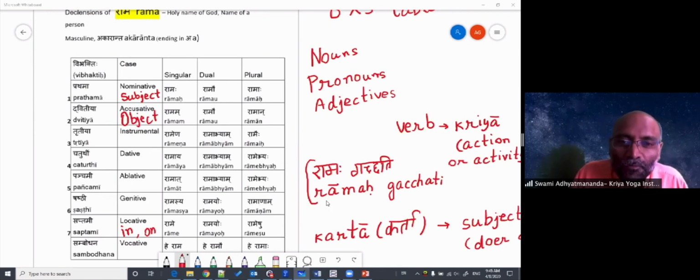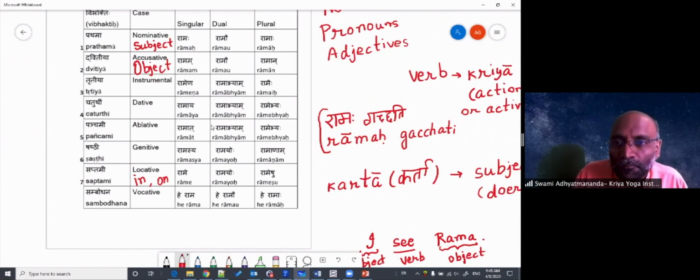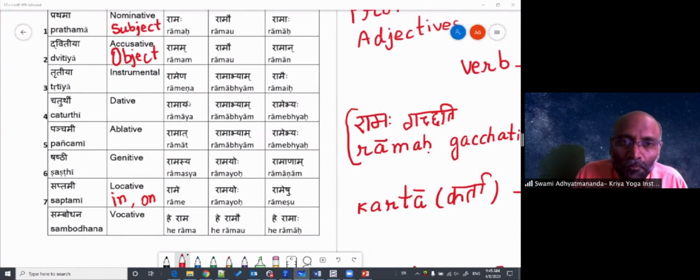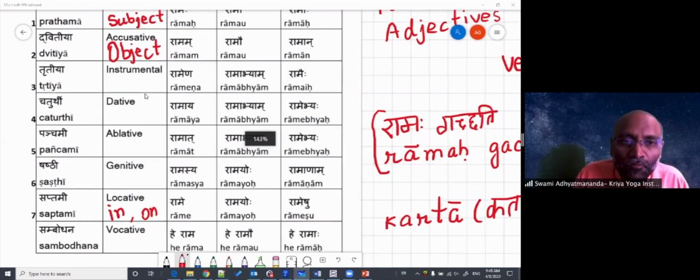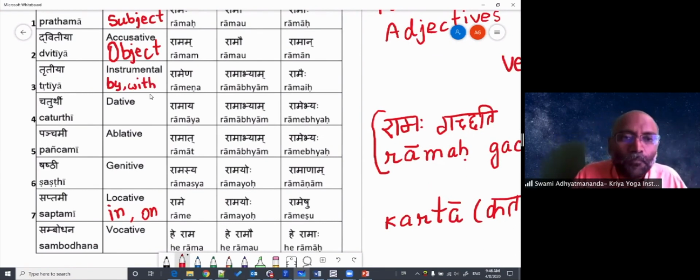Okay, so we'll go to the other cases now. Instrumental, the third case. As the name tells you, that's an instrument. So it is used in the sense of the preposition by, with. Generally that's the sense in which this is used. So how will you use, for example, Ramena? By Rama. So something is done by Rama. Then you will use Ramena.